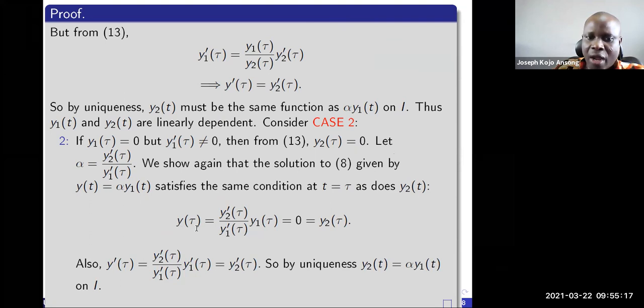So here we have shown that y at tau is 0 and y2 at tau is also 0. The next thing we're going to show is that the derivatives are also 0, and so by uniqueness, they have to be the same functions. That's the plan. So find the derivative of this and plug in tau.